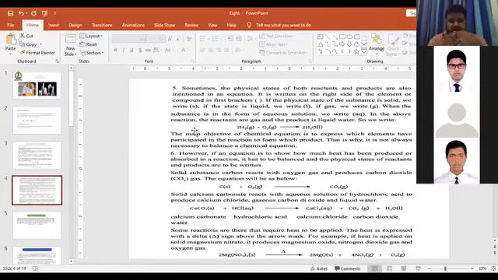Number five. Sometimes the physical states of both reactants and products are also mentioned in an equation. It is written on the right side of the element or compound in brackets. If the physical state of the substance is solid, we write S. If the state is liquid, we write L. If gas, we write G. When the substance is in the form of an aqueous solution, we write AQ. In the above reaction, the reactants are gases and the product is liquid water.